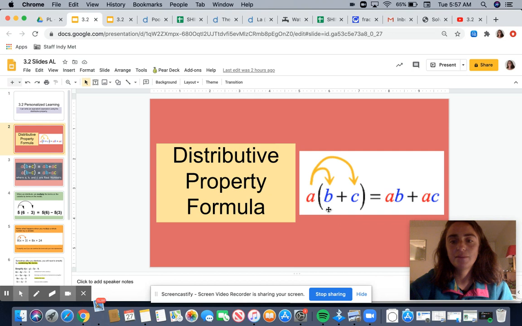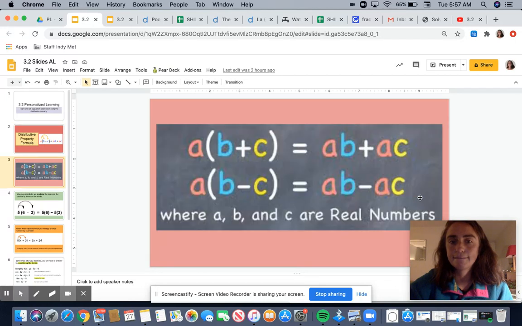The distributive property can be represented by this formula. A, B, and C are all variables here in the formula, but normally they'd be represented as a mixture of numbers and variables. But you see when you have A on the outside of the parentheses and B and C on the inside, you're distributing what's on the outside to what's on the inside, which gives you AB and AC.